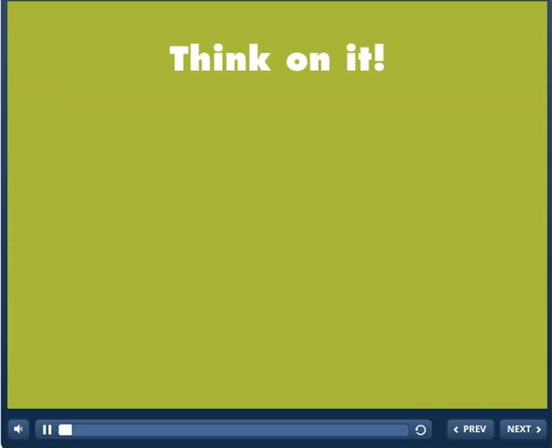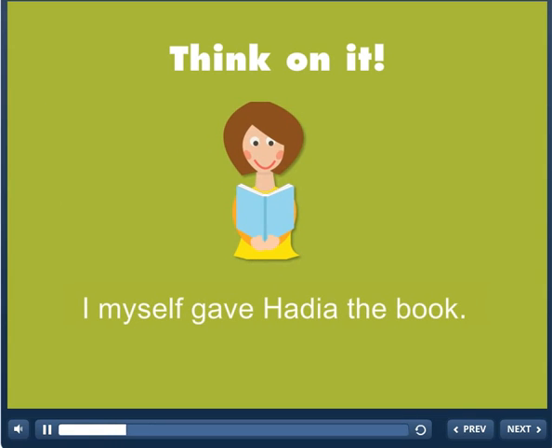You may have noticed some examples in your workbook where we use a reflexive pronoun, but the subject and the object are not the same. This is actually not a reflexive pronoun. It is something that we use to emphasize the subject.